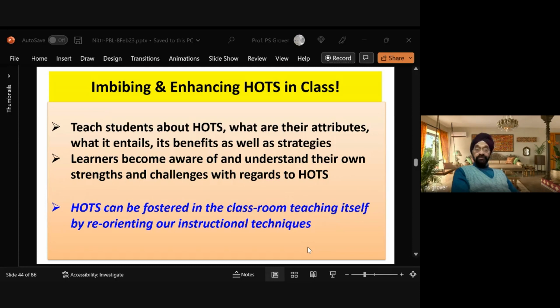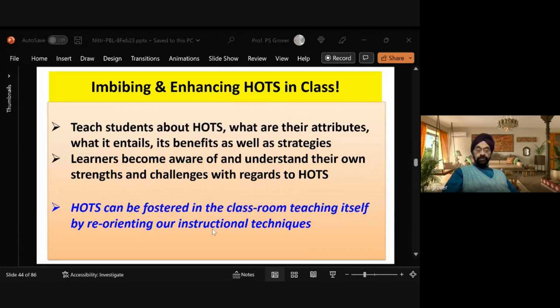So now what we should do: teach students about higher order thinking skills. What are their attributes? What does it entail, its benefits as well as strategies. Learners become aware of and understand their own strengths and challenges with regard to higher order thinking skills. Talk about these with the students, discuss these with the students, and then say how these can be imbibed with the help of project-based processes.